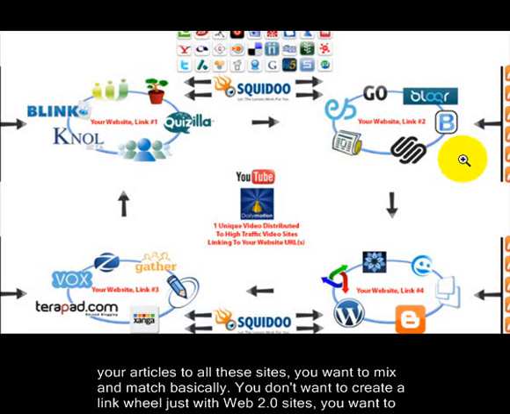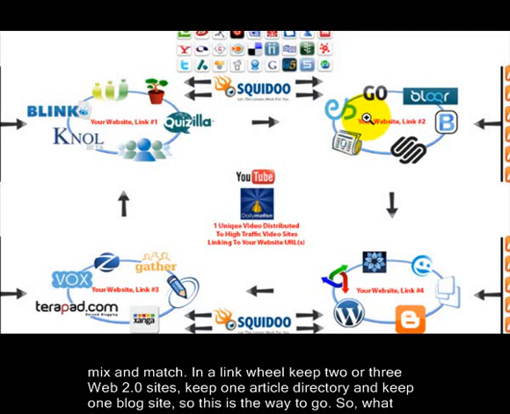You don't want to create a link wheel just with Web 2.0 sites. You want to mix and match. In a link wheel, keep two or three Web 2.0 sites, keep one article directory, and keep one or two blog sites. So this is the way to go.